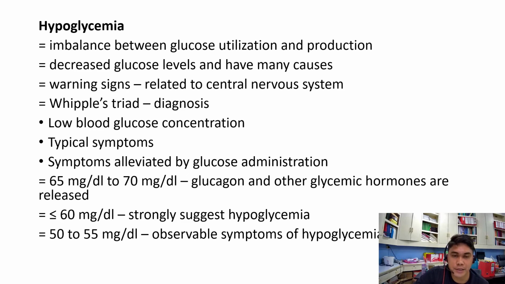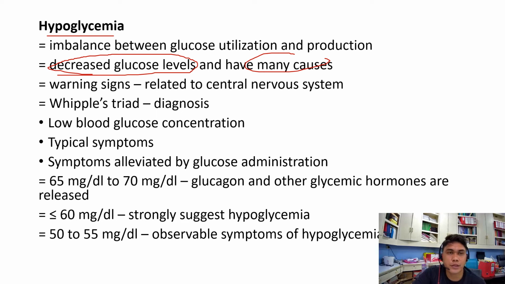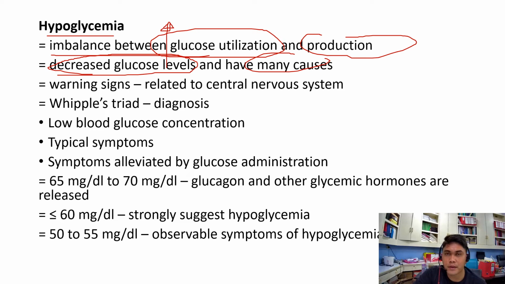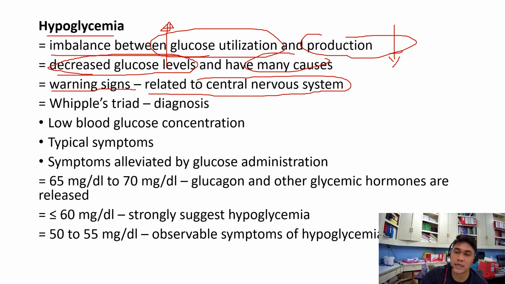Next, you have hypoglycemia. Hypoglycemia is the decrease in glucose level, and it has many causes. In hypoglycemia, there is an imbalance between glucose utilization and production: increased utilization and decreased production. Those are the two main causes of hypoglycemia. Warning signs of hypoglycemia are related to the central nervous system, because the CNS is highly dependent on blood glucose. It cannot concentrate or store glucose.